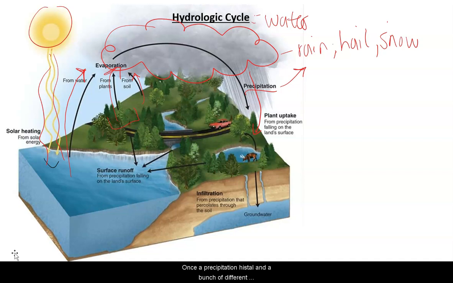Once that precipitation hits the land, a bunch of different things are going to happen. So plants will take in that precipitation, and they'll use it for their benefit. But if you remember what I just said, plants actually give off some liquid to the air. So right away you have plants, this cycle starts itself over right away. But another thing can happen.